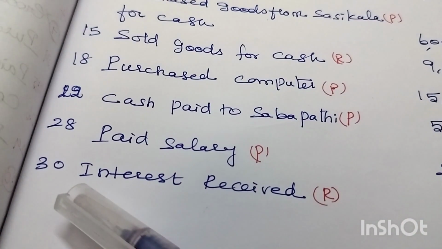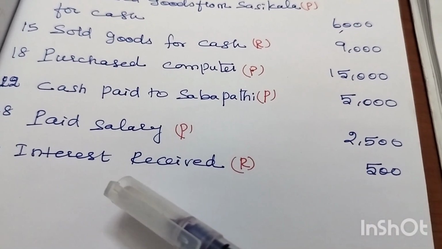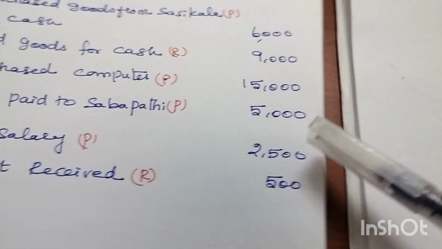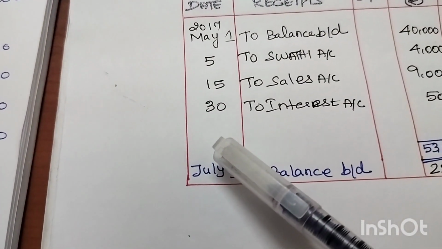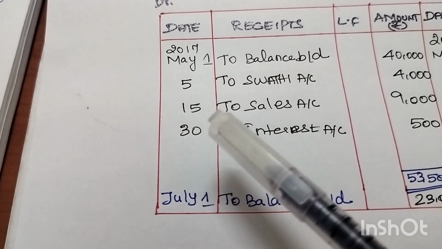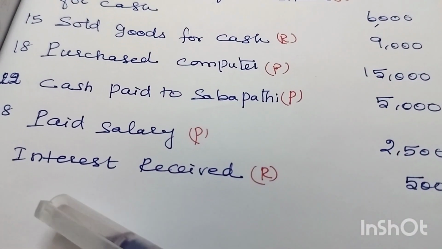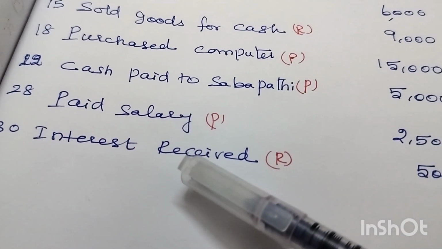Then May 30, interest received rupees 500. So received means receipt. So you come to receipt column, which means debit column, dated on May 30 to interest account 500 rupees. In other way, interest received, what is the journal entry?